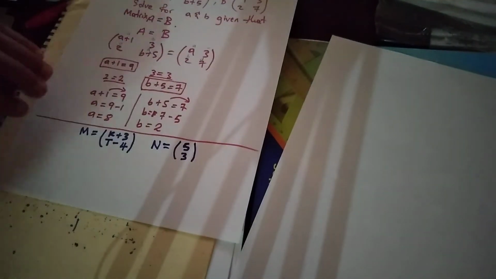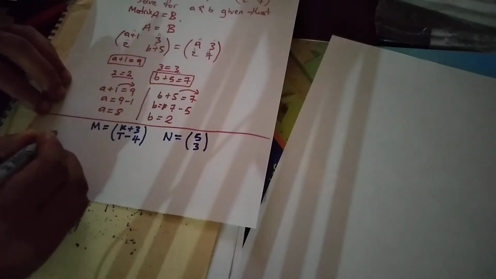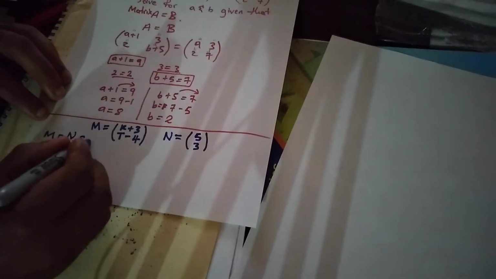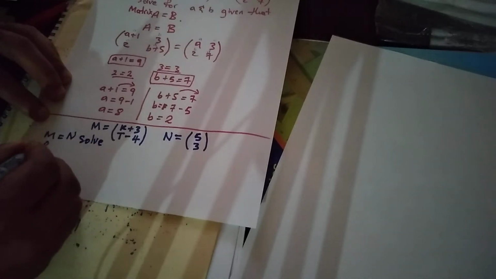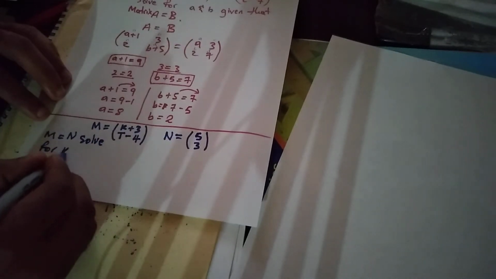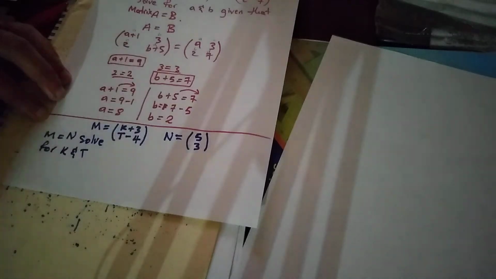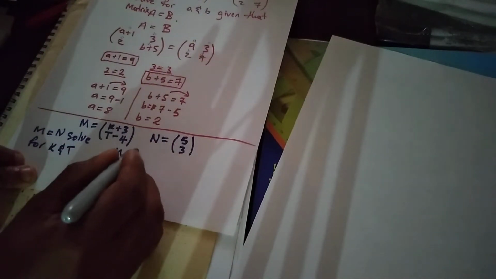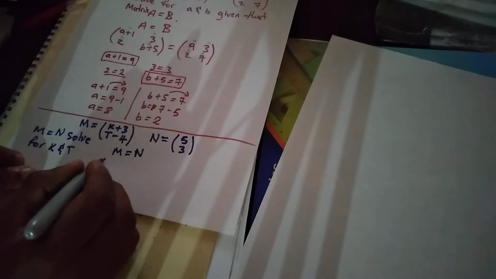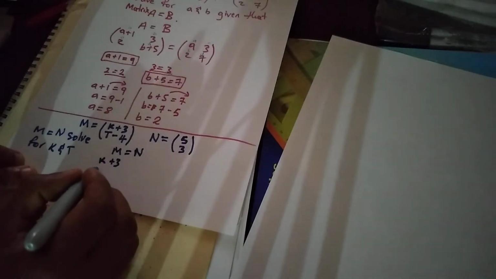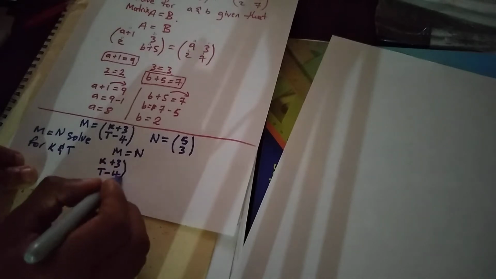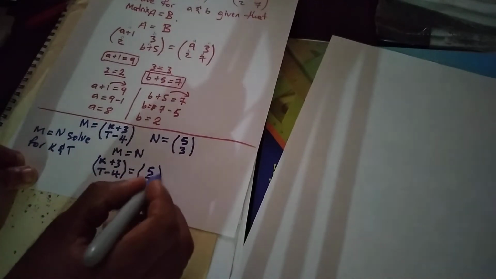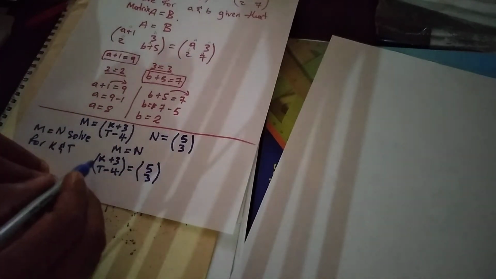And they said that given that M is equal to N, solve for K and T. So remember, what we're going to simply do is write M is equal to N. Then we write K plus 3, T minus 4, is equal to 5 and 3. And if you realize both matrices are of the same order, so we're just going to equate the corresponding terms.